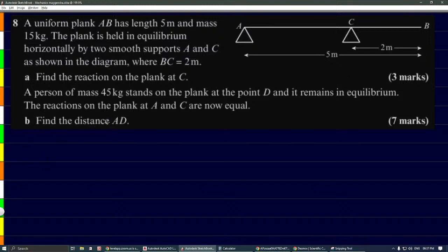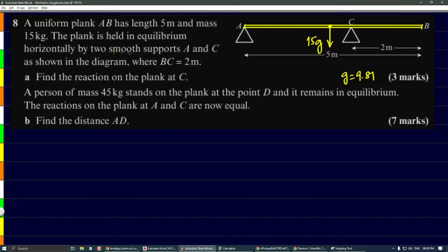Uniform plank AB has length 5 meters. Let's give some thickness here. So total length is 5 meters, mass 15 kg. Because this is a uniform rod, the weight will act at the center, and the weight is 15 kg. So 15g will be the weight, g value being 9.81.